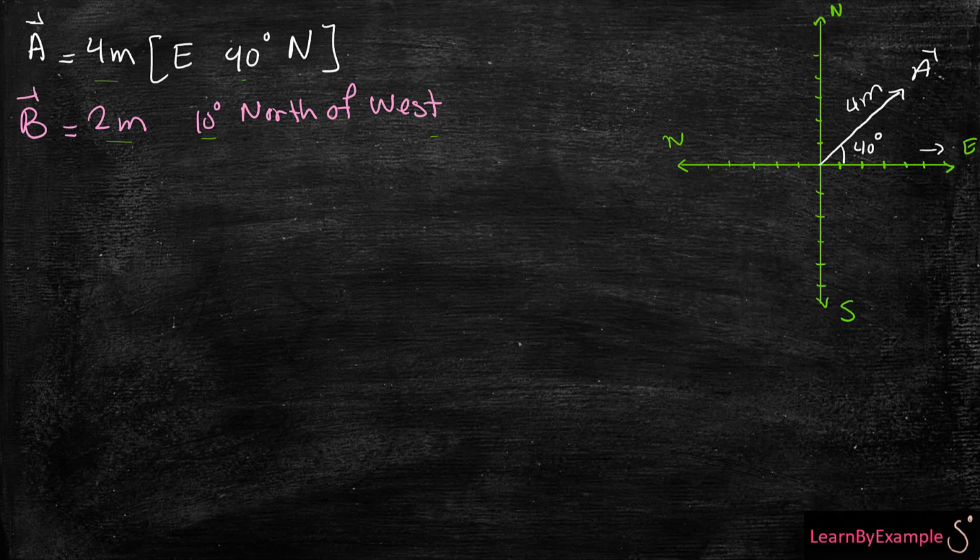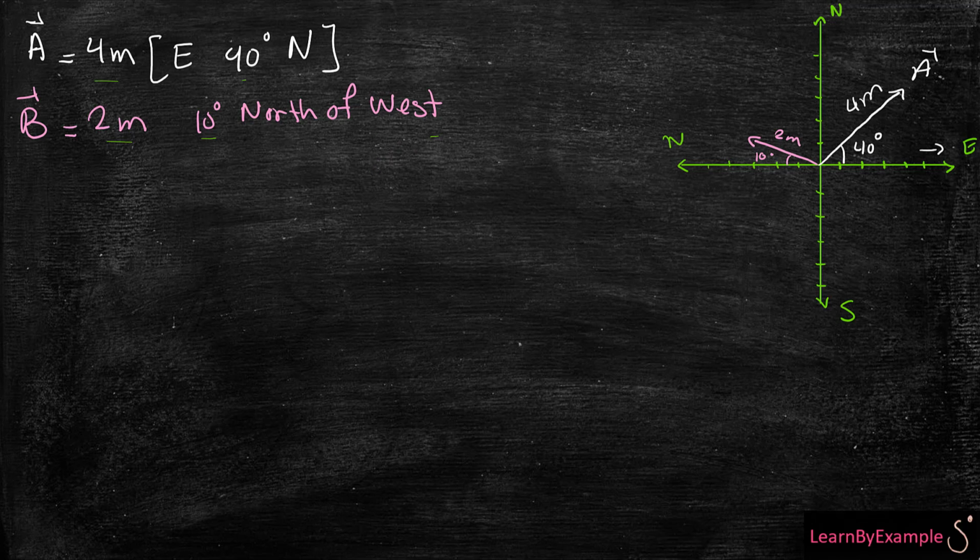Now for my vector B, it's going 2 meters 10 degrees north of west. So this is a tricky part. It's going 10 degrees north of west, meaning that you're west and you're going 10 degrees north of it. So it's going to look something like this, but it would have a smaller unit. So it's only 2 units, 2 meters. And this would be 10 degrees.